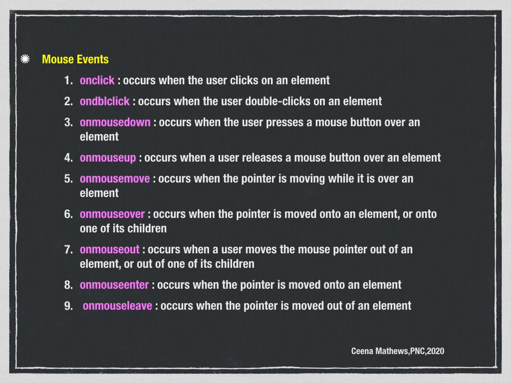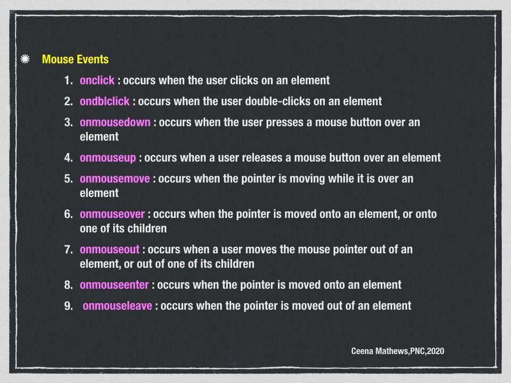On mouse move occurs when the pointer is moving while it is over an element. You move the mouse over the element and the pointer keeps on moving. In that case, it triggers the on mouse move event.